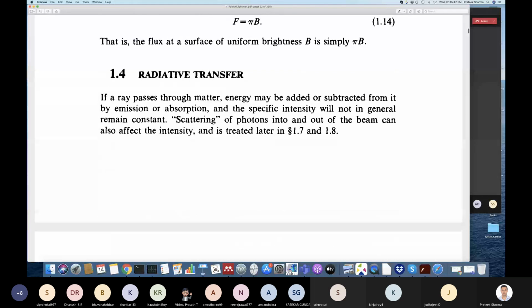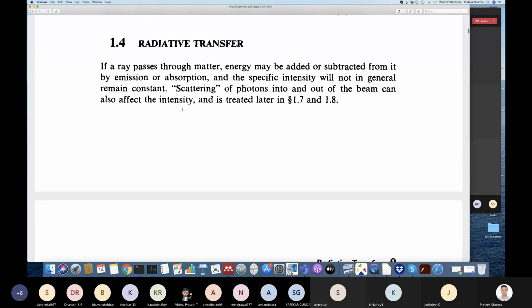Okay, so if a ray passes through matter, energy can be added or subtracted from it. This addition of energy is through a process called emission, and subtraction of energy from it is through absorption. Because of these processes, the specific intensity will not remain constant, right? There is also a process of scattering in which photons come in and out of the beam of the radiation.